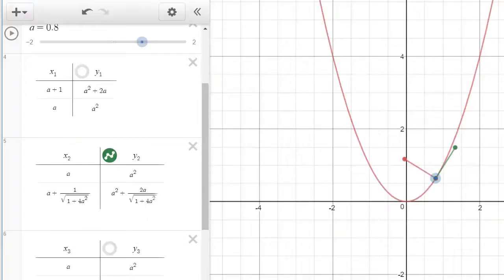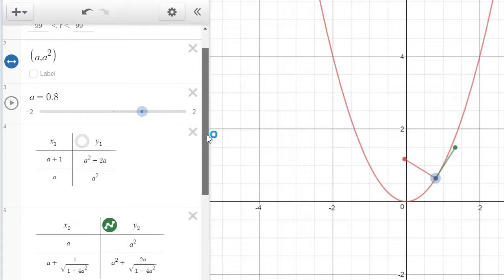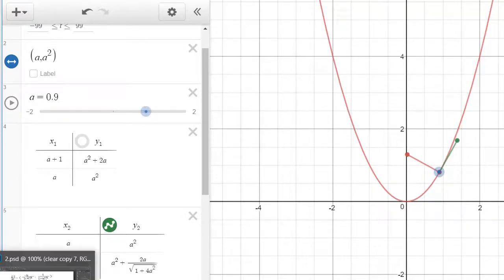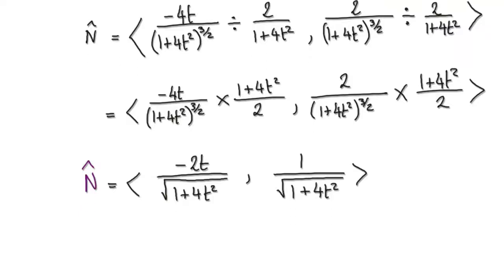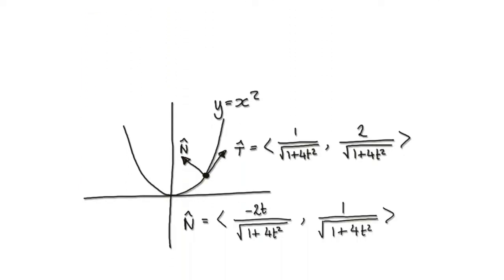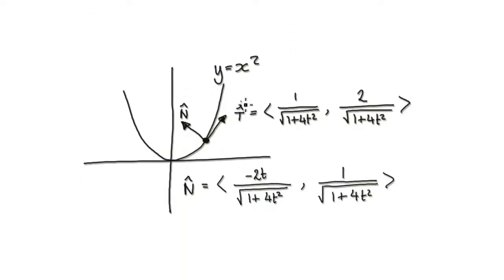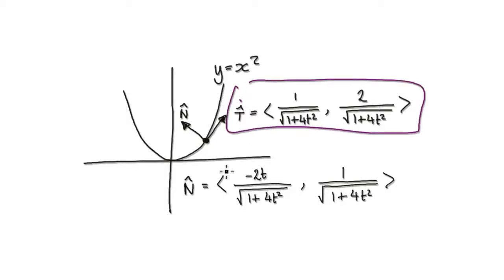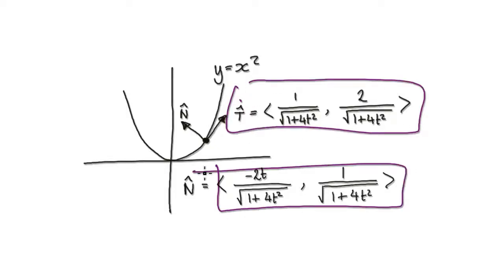Going back to here, we now have a way of illustrating this unit normal vector. As you slide the particle back and forth, you can always keep track of the unit tangent vector and the unit normal vector. So the final answer is that our unit tangent is given by this, and our unit normal vector is given by this.